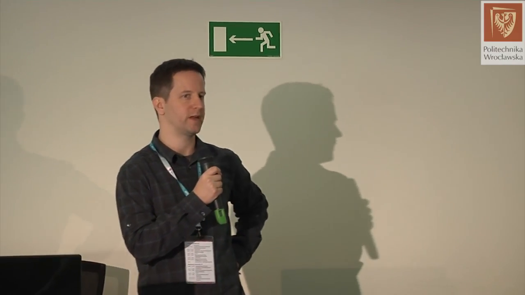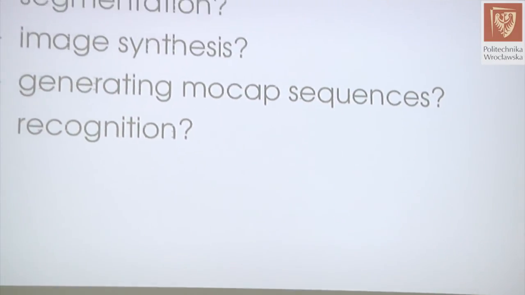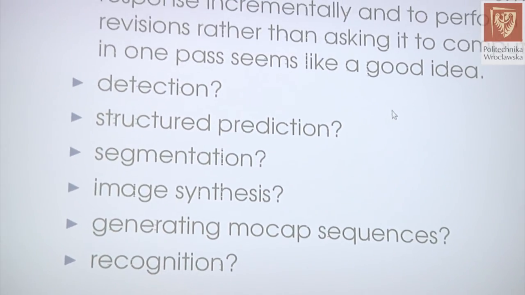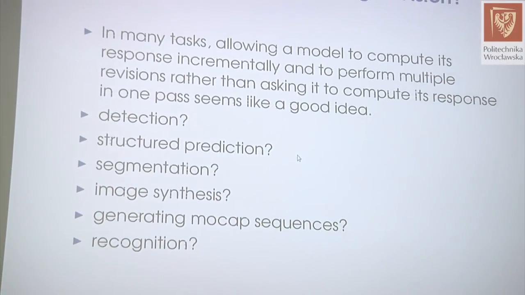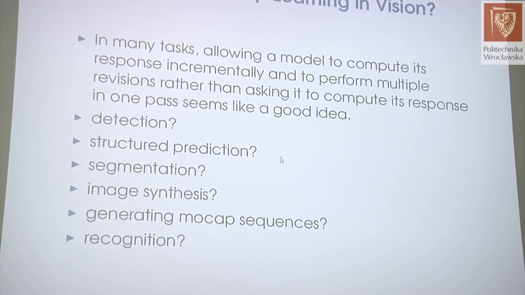Okay, so I'm talking about vision here though. So is there any way this is going to apply to vision? I believe yes, because for many tasks, allowing the system to evolve a solution rather than just giving you a solution in 10 steps of computation is very natural. Object detection, obviously, with attention and stuff like that is an obvious candidate. I talked about structure prediction, so I said maybe this structure backprop will go away because of that. Segmentation is an obvious candidate.